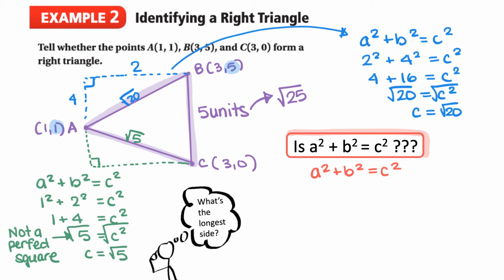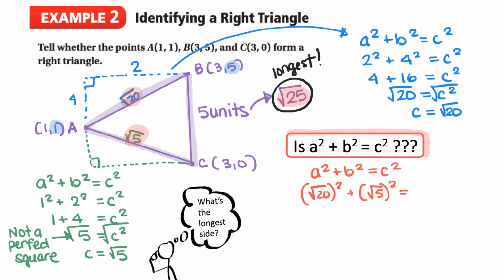So we can look at the numbers underneath the square root sign, and the number that is the biggest is going to be the one with the largest side. So we know that the 5 units is the longest side. So we can now do the square root of 20, squared, plus the square root of 5, squared, is equal to 5 squared.